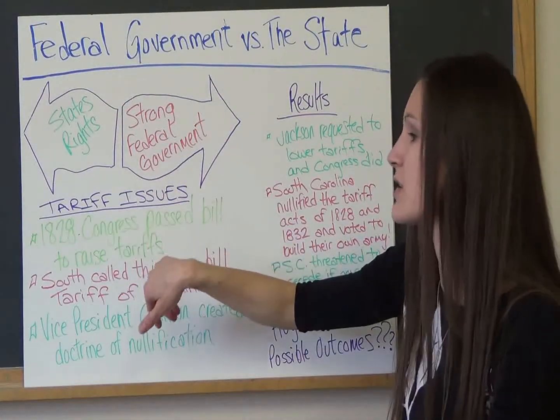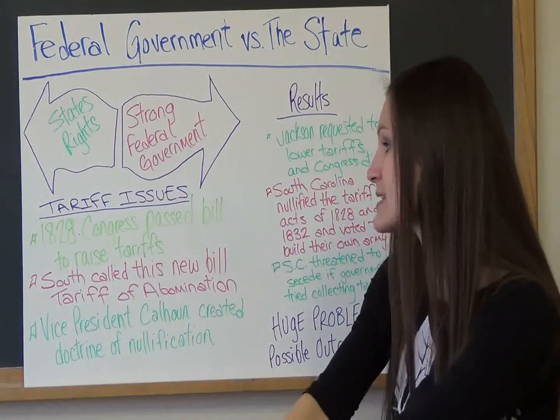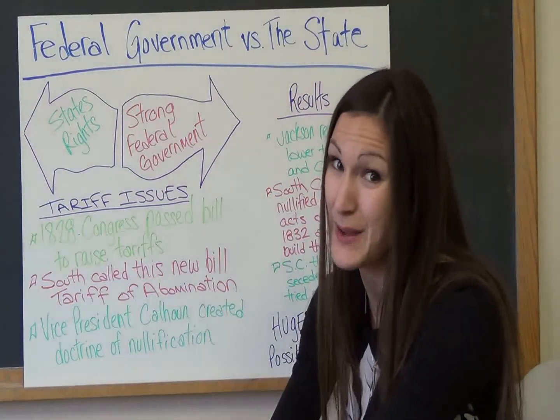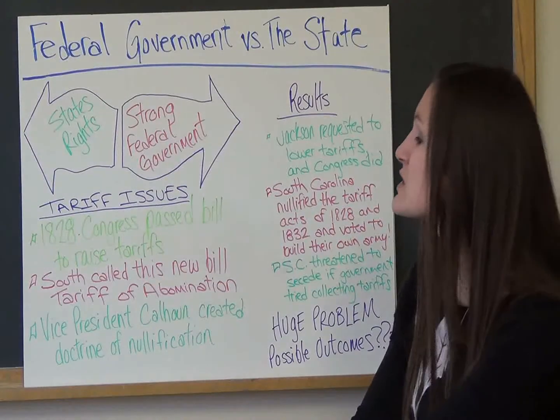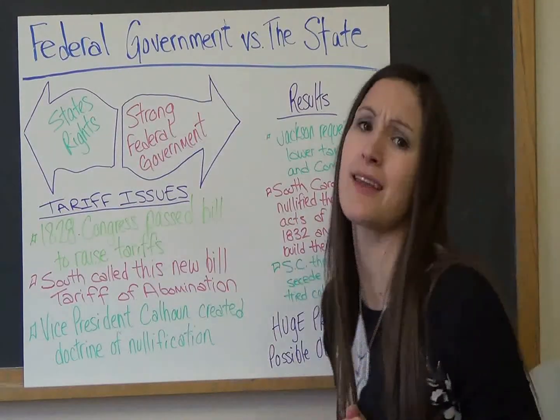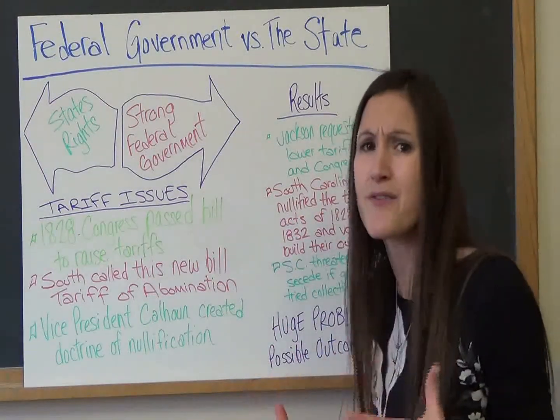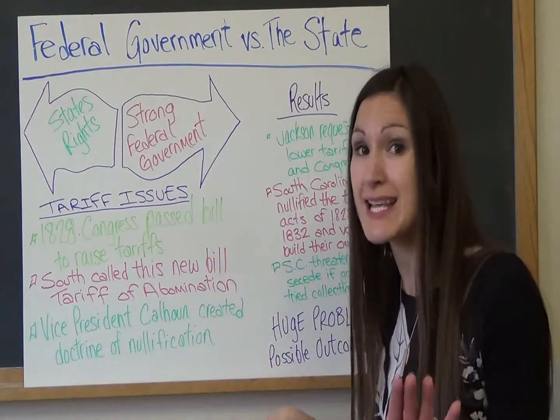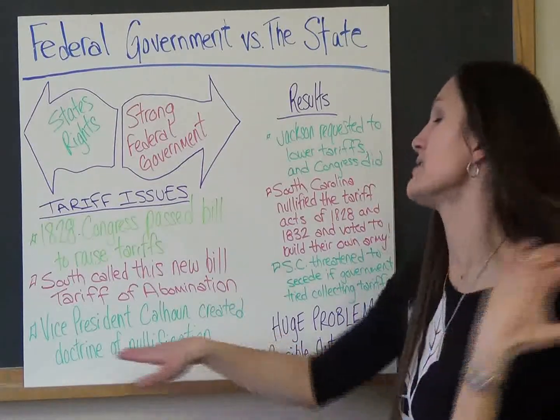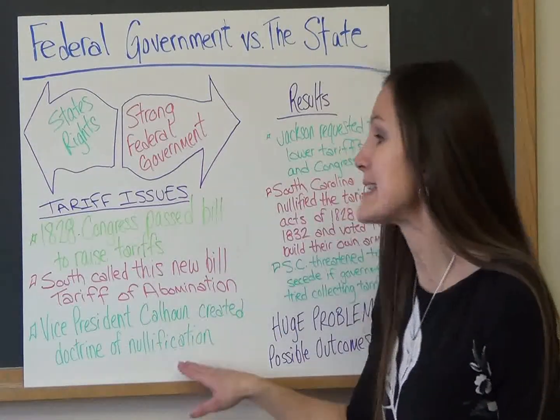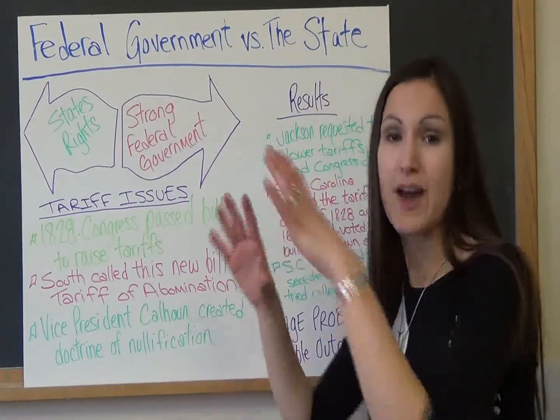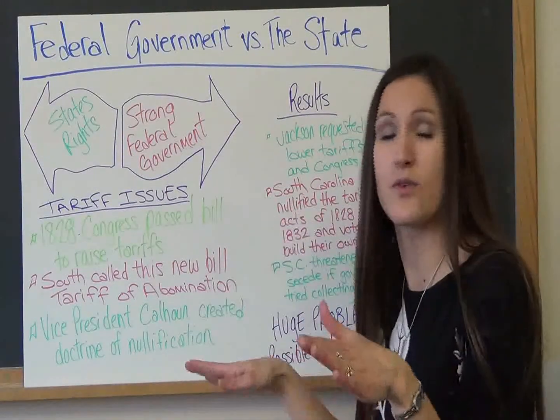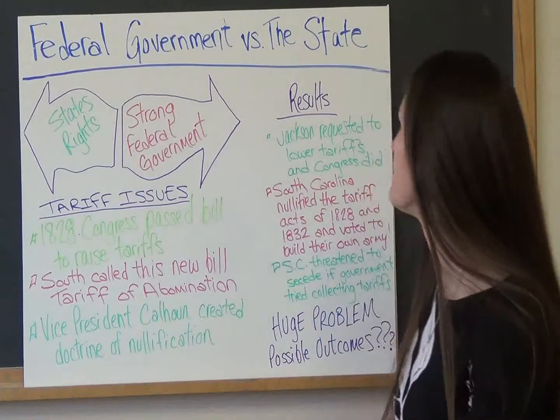So our tariff issue. In 1828, Congress passed a bill to raise tariffs. Well, how do you think the South felt about that? The South called this new bill a tariff of abomination. An abomination is a hateful thing. Vice President Calhoun, now this is Jackson's vice president from South Carolina, created the doctrine of nullification, saying that if the federal government creates a law that we don't like, we can say it's void. No, we're not going to follow it.